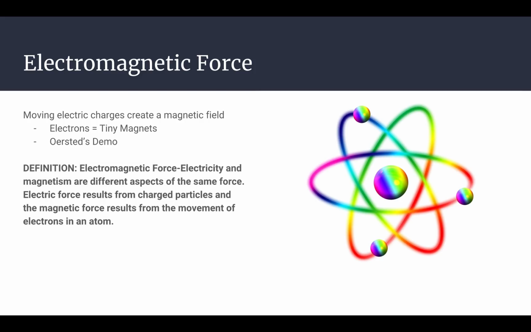So here's our definition for electromagnetic force. Electricity and magnetism are different aspects of the same force. Electric force results from charged particles, and the magnetic force results from the movement of electrons in an atom. So we're just rehashing what we've talked about with Oersted's demo and electrons being magnetic.